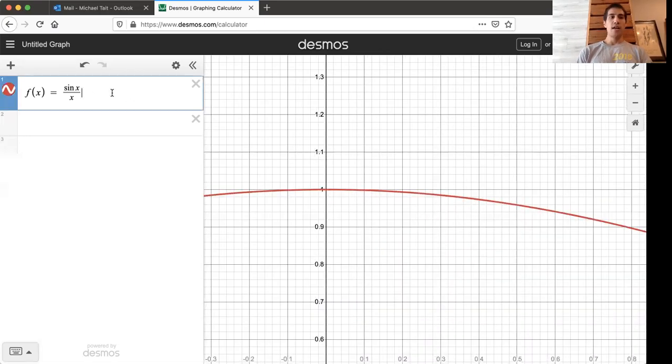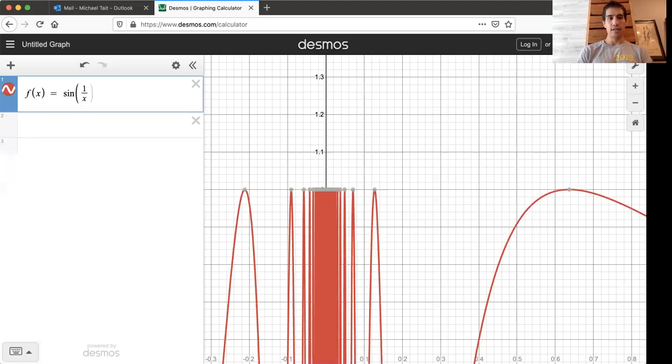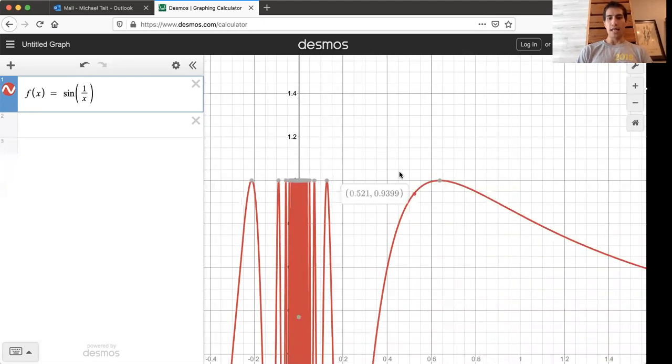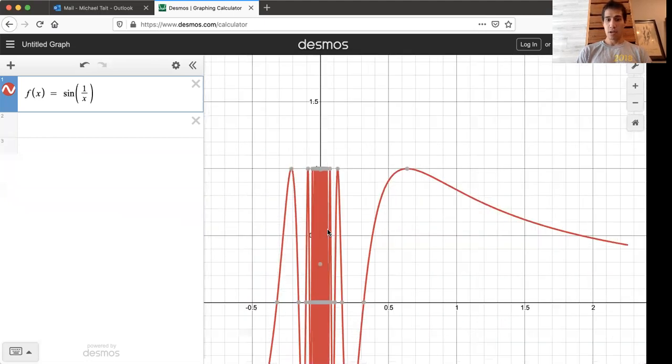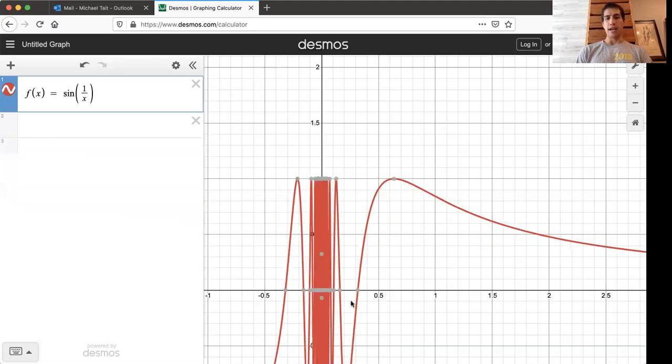Okay, so now the second one is a very similar function, but in this case, the limit's not going to exist. So instead of sine x over x, the function that I want to graph is sine of 1 over x. And I'm interested again in what's happening as x is approaching 0. And you can see this function's getting kind of crazy as x approaches 0. Let's say x is getting close to 0, but it's positive. So let's look at the right-hand side of the graph here.